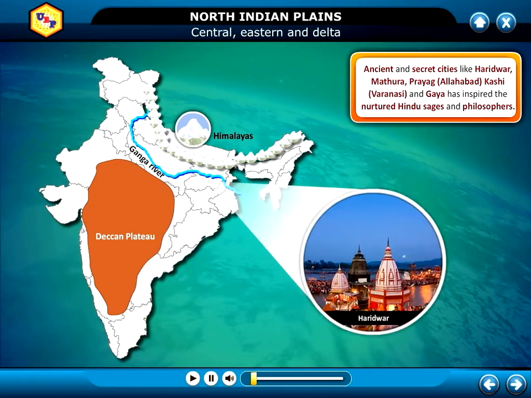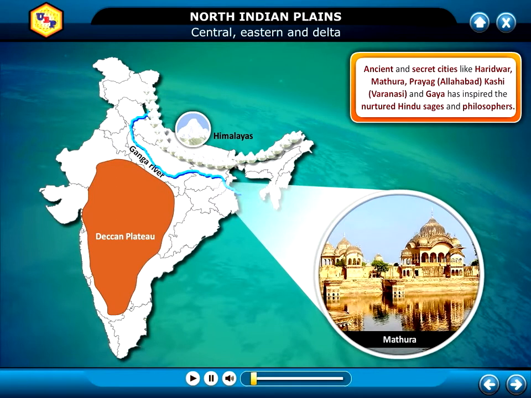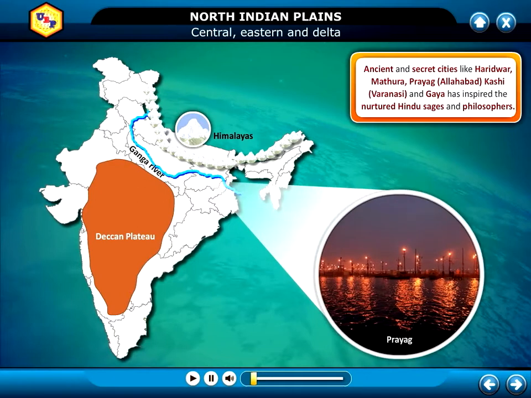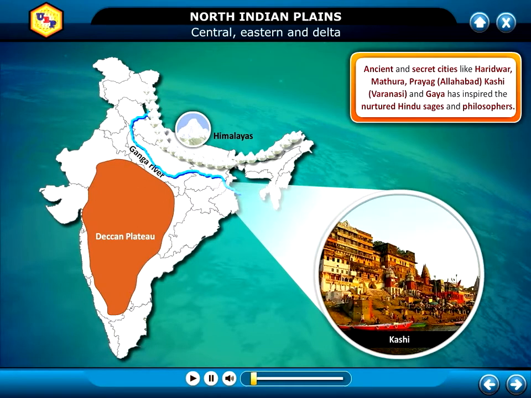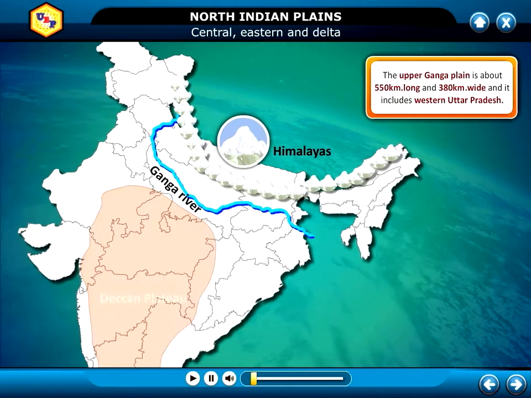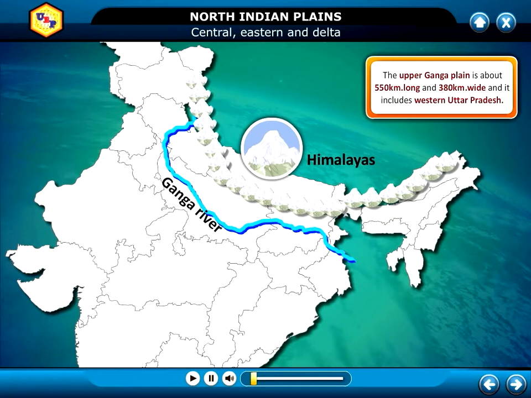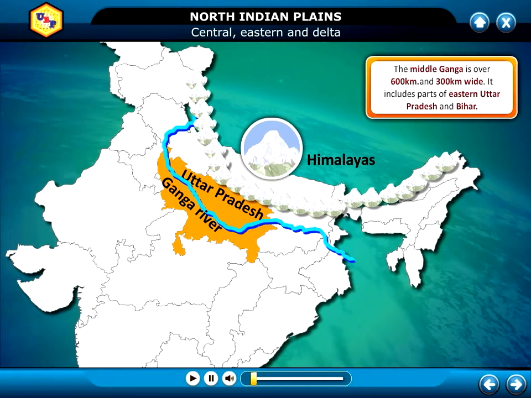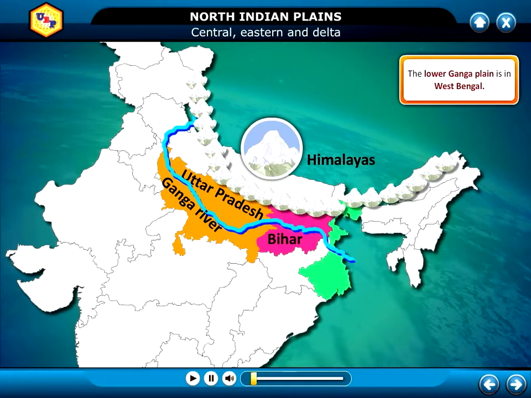Ancient and sacred cities like Haridwar, Mathura, Prayag, Allahabad, Kashi, Varanasi and Gaya have inspired the matured Hindu sages and philosophers. The upper Ganga plain is about 550 km long and 380 km wide, and it includes western Uttar Pradesh. The middle Ganga is over 600 km long and 300 km wide. It includes parts of eastern Uttar Pradesh and Bihar. The lower Ganga plain is in West Bengal.